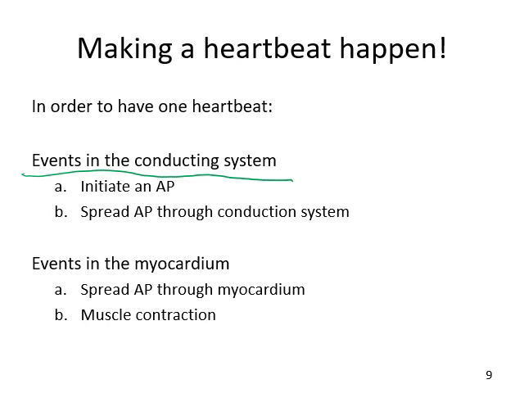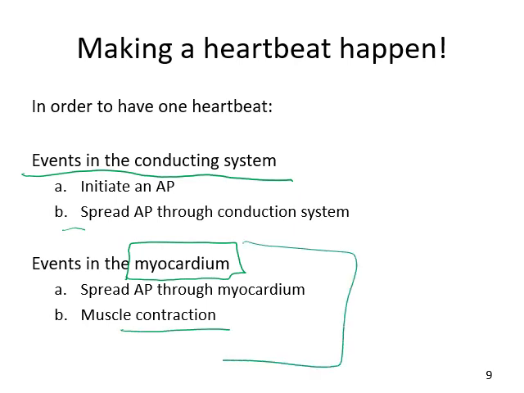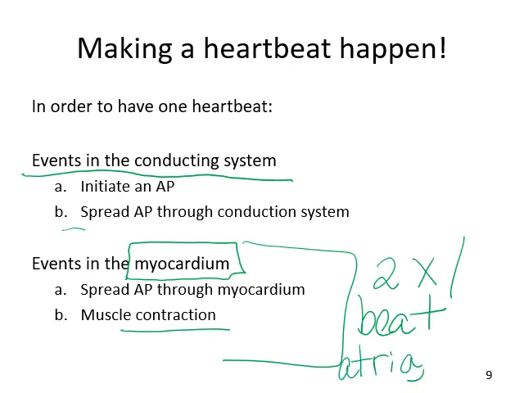Now we need to get the cardiac muscle to contract. So that action potential has got to spread from the conduction system to the heart muscle, and then we have to have a muscle contraction, which is going to be much like what you remember from skeletal muscles. Something to remember is this part happens two times per beat, because it happens once for the atria and once for the ventricles. One of the cardinal rules of the heart is the atria and the ventricles never contract at the same time.